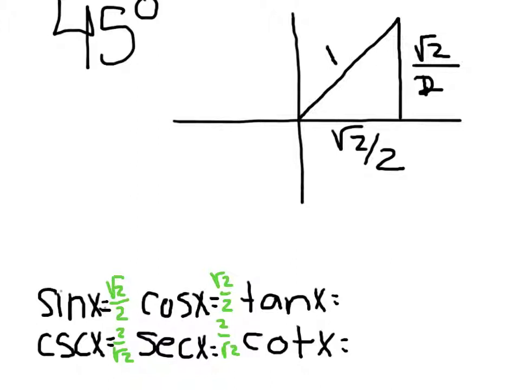Tangent is y over x, and if you take this over this, they're the same, so you get 1. Flip it over, you get cotangent, that's 1.